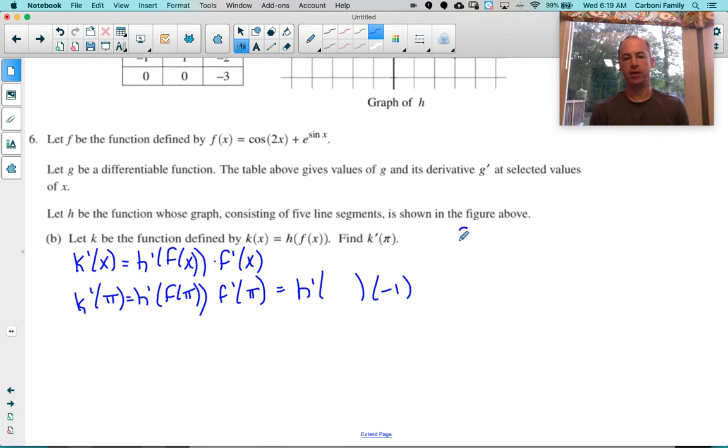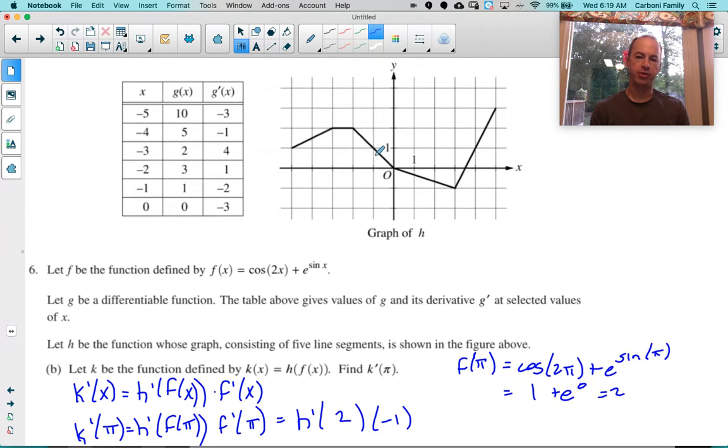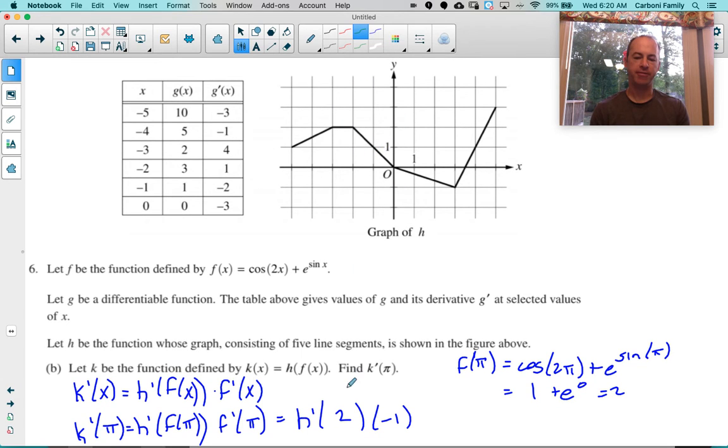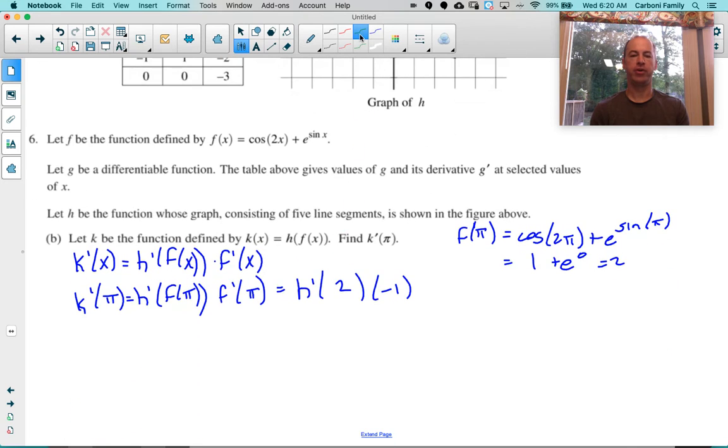So now f of pi. So let's go up here. f of pi is going to be the cosine of 2 pi plus e to the sine pi. So cosine of 2 pi is 1, e to the 0 is 1, which will end up being 2. So this is h prime of 2. Now I got to get h prime of 2, and h was presented as a graph. So h prime of 2 means find 2 on the graph of h and measure that slope. That is a line with a slope of negative 1/3. So then this answer finally ends up being negative 1/3 times negative 1. And again, you can stop there, or you could turn it into 1/3.